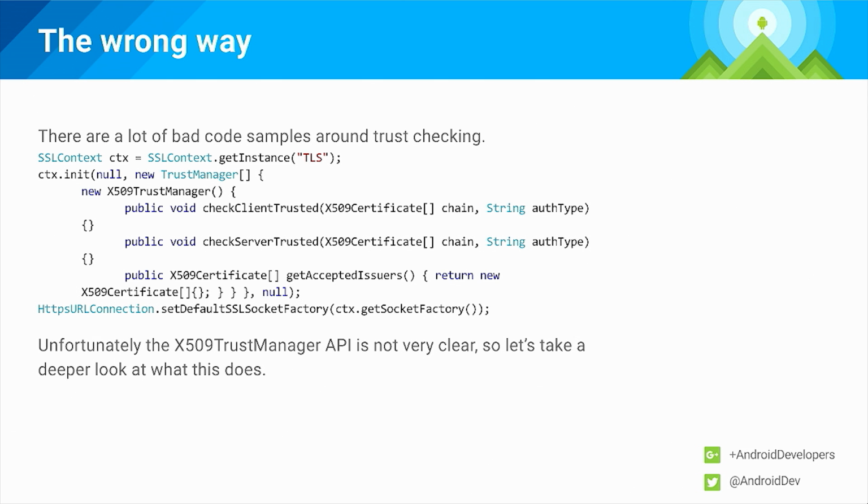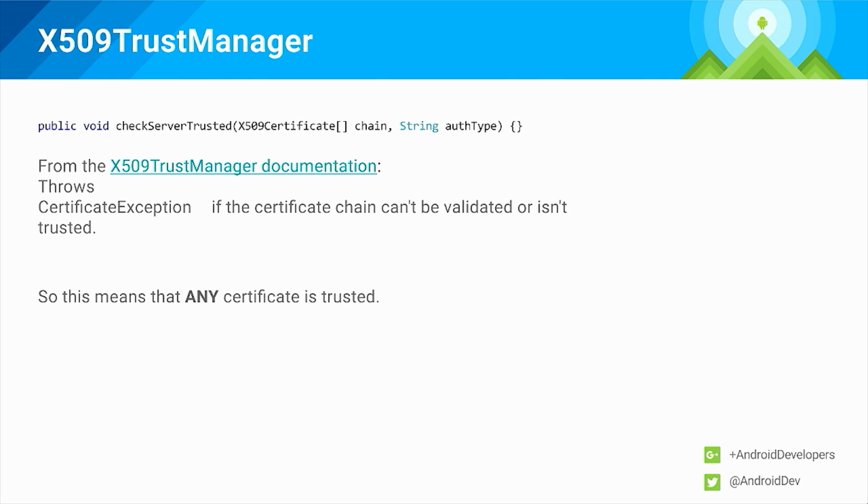So what does this actually do? So we have this blank check server trusted method. What does that mean? Well, if you go and actually look at the real documentation, check server trusted throws a certificate exception if the certificate chain can't be validated or isn't trusted. OK, so that line is completely empty, so it will never throw that certificate exception. It will always be trusted no matter what garbage you give it. And that's bad, because that means that absolutely any certificate in the world is trusted.